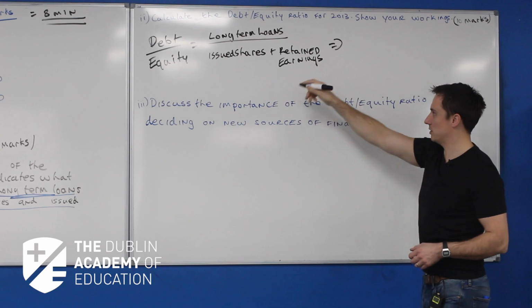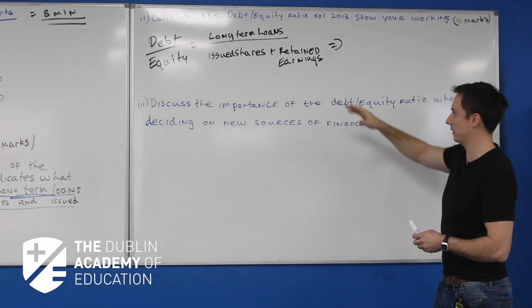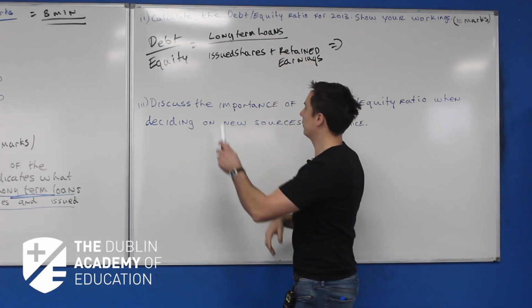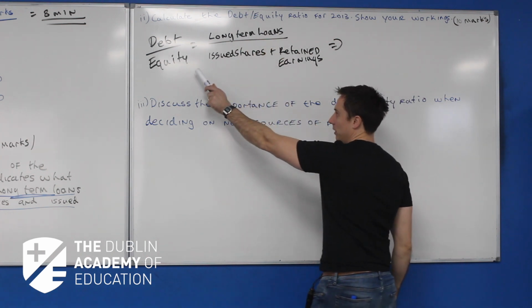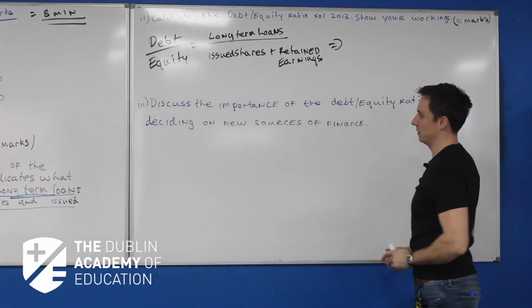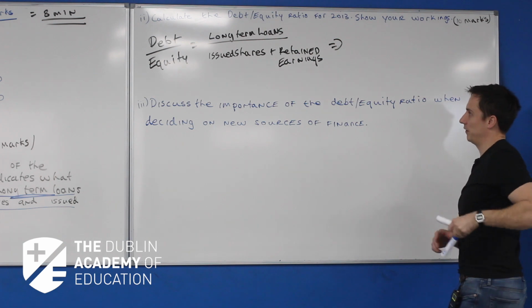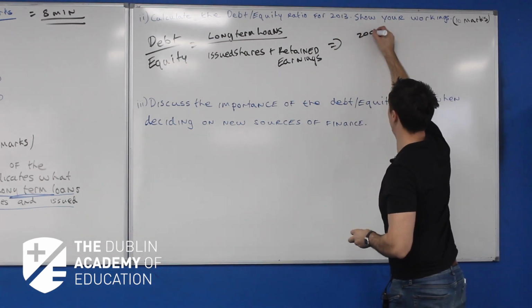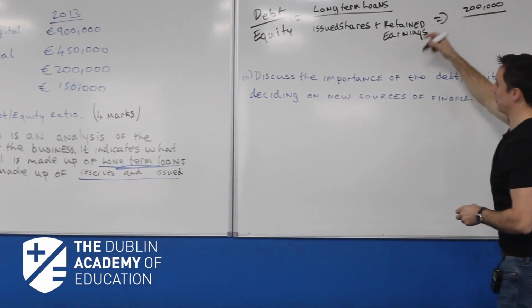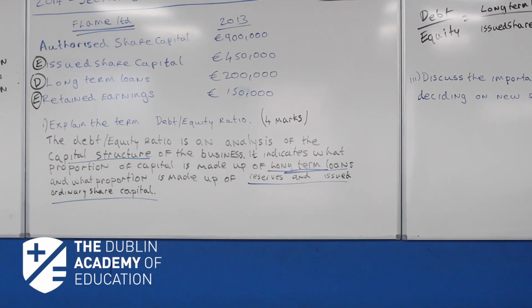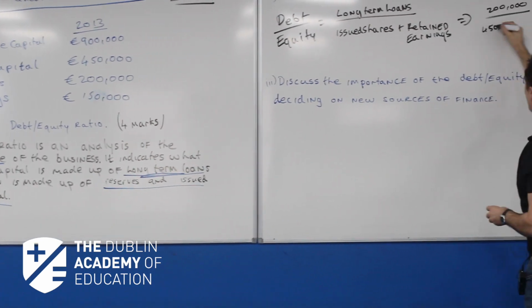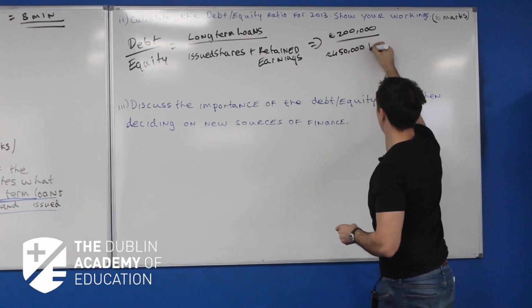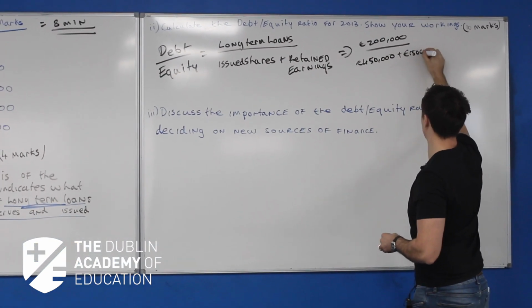Okay, so the next stage, just looking over from there, that's the breakdown of the debt that I have, which is long-term loans, and the equity is going to be my issued shares and my retained earnings. So I'm going to add that up. If I do the maths on it, I've got my long-term loans, which is 200,000, and my issued shares, which is 450,000, and my retained earnings, which is 150,000.